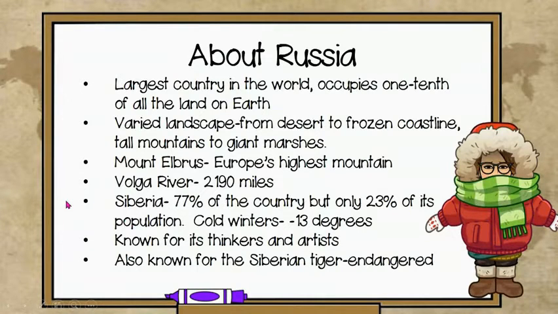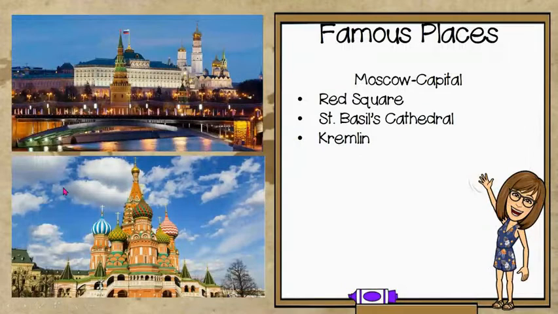Russia is known for its thinkers and its artists. And when we say artists, we don't necessarily mean art room like Mrs. Brody. Artists can be dancers and musicians, as well as people who draw and paint and sculpt. Russia is also known for the Siberian tiger, which is on the endangered list.